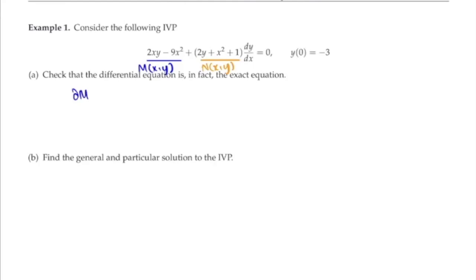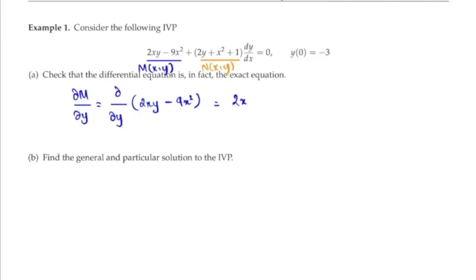So find partial M partial y. This is the first problem, so let me do this slowly. Partial y of 2xy minus 9x squared: you take the partial derivative with respect to y, and x in this case is a constant. The partial derivative of y with respect to y is 1, so you just have 2x. The partial derivative of the other term with respect to y: there's no y, so this is 0. You get 2x for the answer.